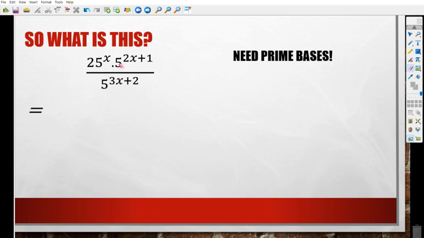Is 5 a prime number? Yes. Is 5 a prime number? Yes. Is 25 a prime number? No, 25 is not a prime number, but how am I going to change it into a prime number? Because I can, there's a way. How am I going to change 25 into a prime number?